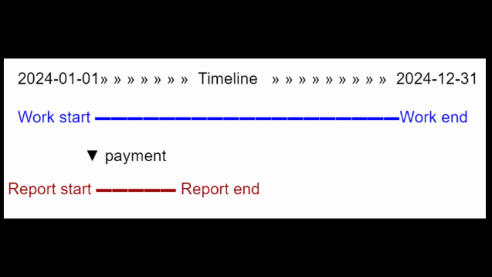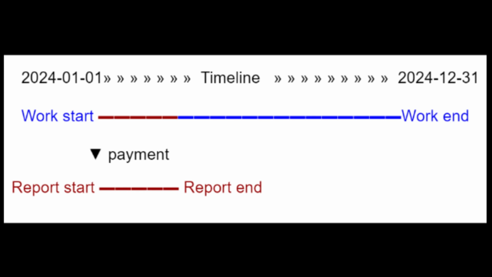So here the blue line represents the life of the item and the red line the period of reporting of this item. We are interested in where the red report line crosses over the blue work line. This crossed over portion of the work period is now colored red. The crossed over portion represents the work done in the reporting period. It is 90 days and the work lasts 1 year, so the portion reported is 25%.